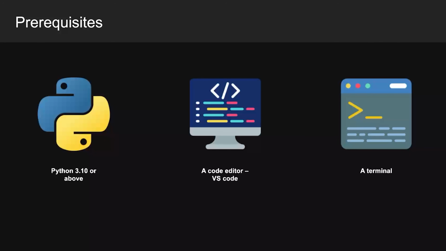So, before installing anything, make sure you have Python 3.10 or above. You can check by running python --version in your terminal. If you are on an older version, head to python.org and grab the latest one. For code editor, we recommend VS Code. It's free and works great with Python. And you will need a terminal, which is built right into VS Code.